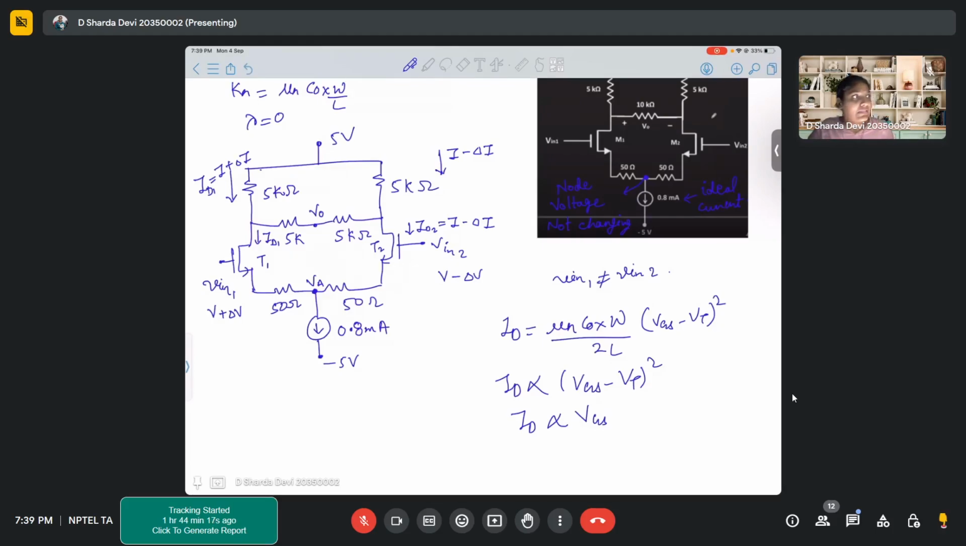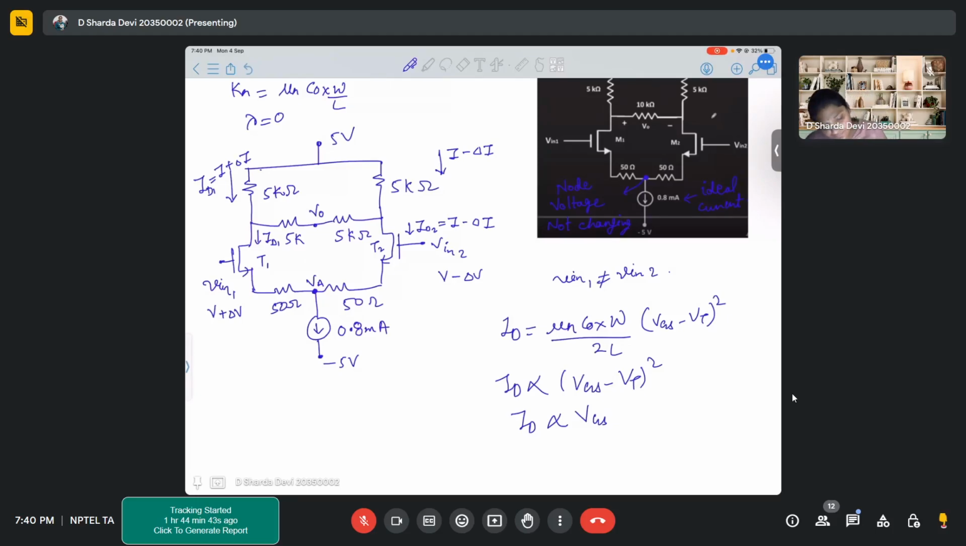Ma'am, need to clarify, we had seen that the current can mirror, which means that the input current can also be equal to the output. What about the voltage in mirroring, ma'am? Voltage mirroring. So how would you say that voltage is being mirrored?